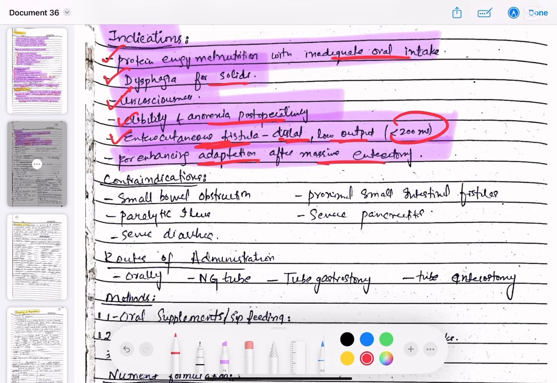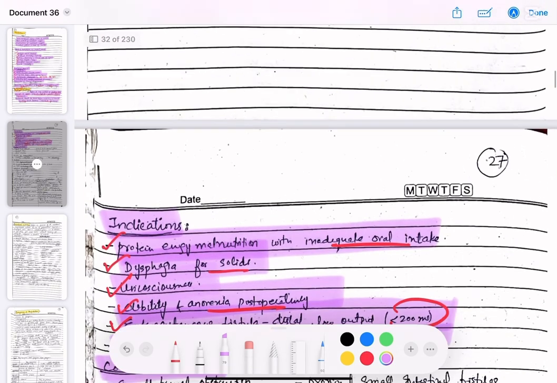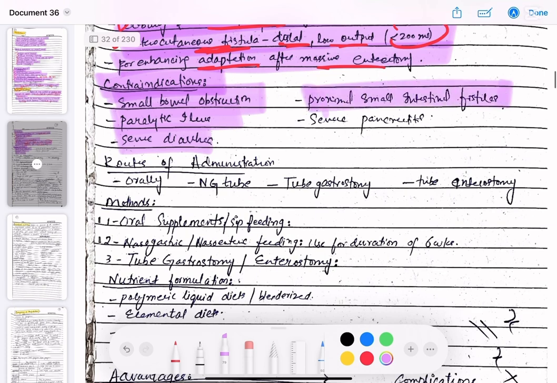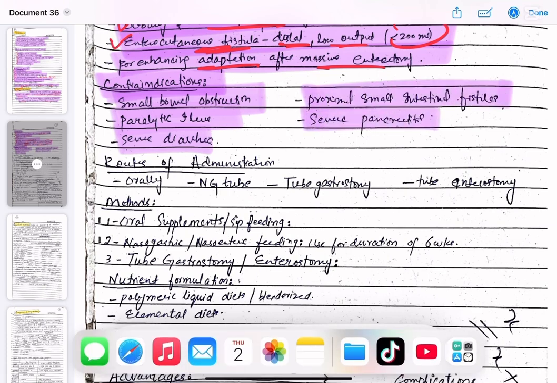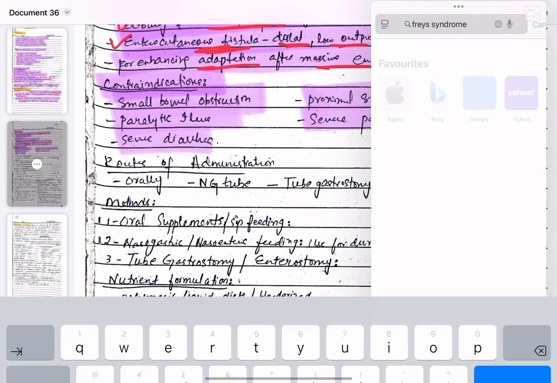The contraindications of enteral feeding are small bowel obstruction, paralytic ileus, severe diarrhea, proximal small intestinal fistulas, and severe pancreatitis. These are the contraindications of enteral feeding.